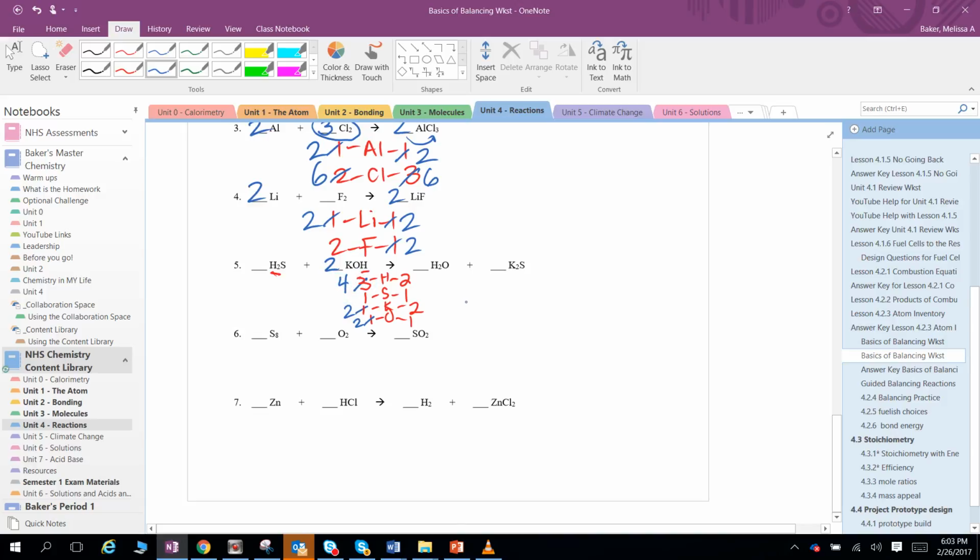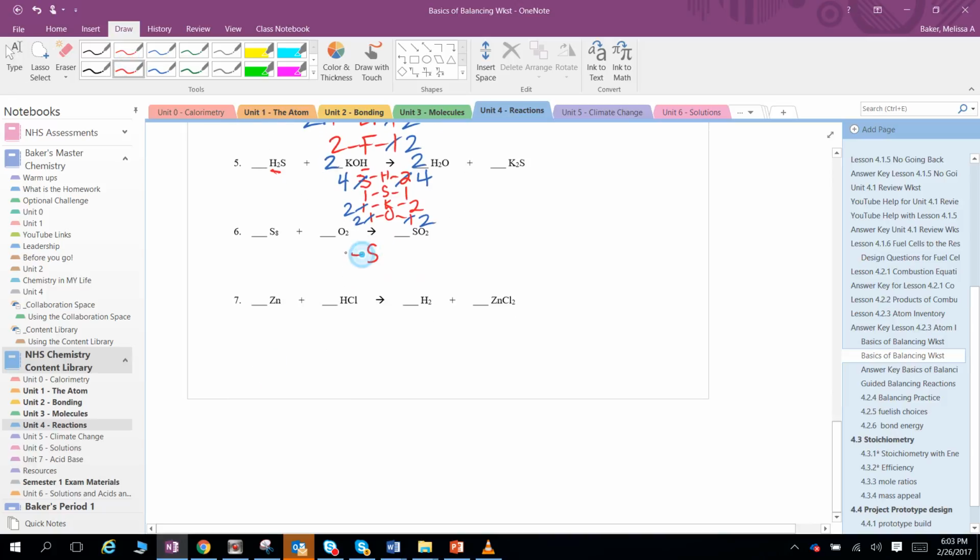So it did fix my potassiums, but now I've got other problems. So I need 2 more hydrogens and 1 more oxygen. So this is going to be perfect if I put a 2 in front of the H2O. Now I have 4 hydrogens and 2 oxygens, and everything is balanced.